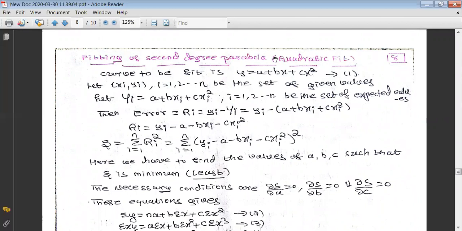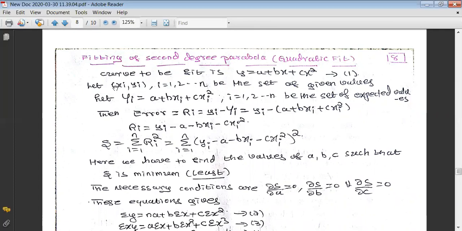In this case, our job or our requirement is to find the values of small a, small b and small c. Using the given data, we are required to find those values of constants a, b, c. In general, if you want to fit any curve, our job is to find the constants involved in that equation with the help of the given numerical data on x and y.